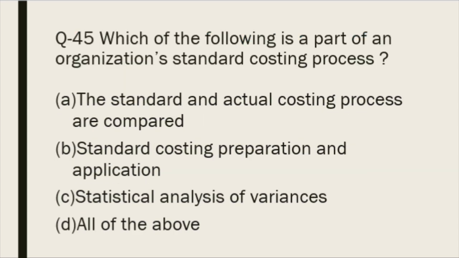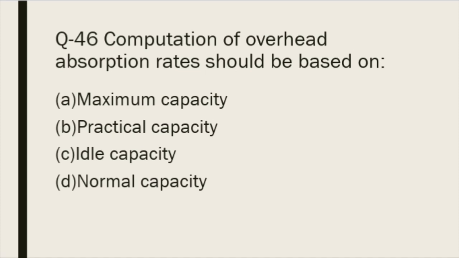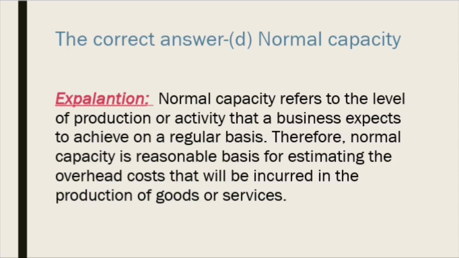Which of the following is a part of an organization's standard costing process? The standard and actual costing process are compared, standard costing preparation and application, statistical analysis of variances, all of the above. The correct answer is all of the above. The explanation is that the standard costing method is a helpful tool for management in determining production and pricing policies in advance. Next one: computation of overhead absorption rates should be based on maximum capacity, practical capacity, ideal capacity, or normal capacity. And the answer is normal capacity.